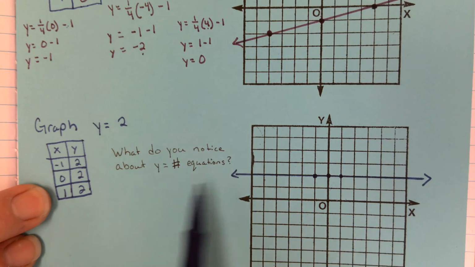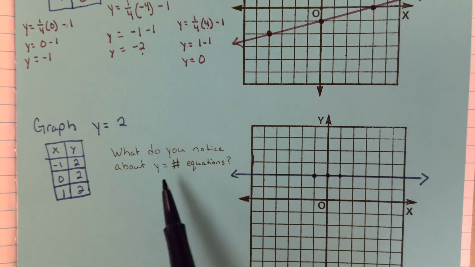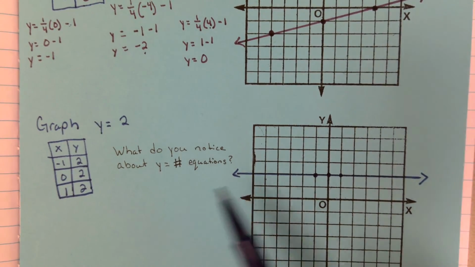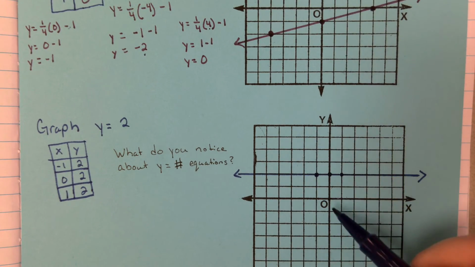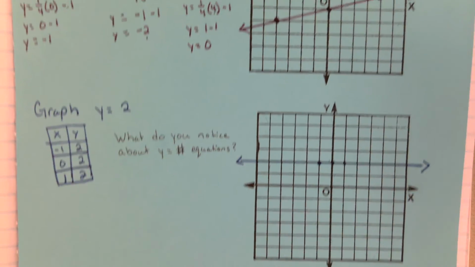And I'm going to ask you this question here later. I want you to think about, what do you notice about your y equals some number equations? So remember, this was y equals 2, and notice my y-axis here, and that's up 2 from the origin.